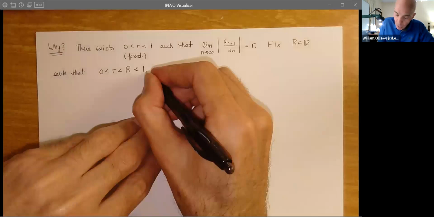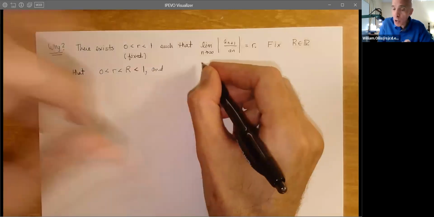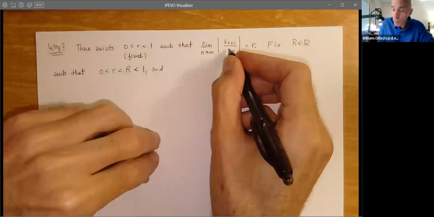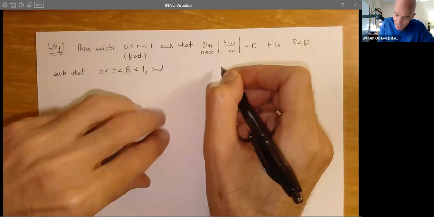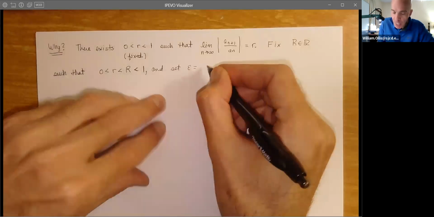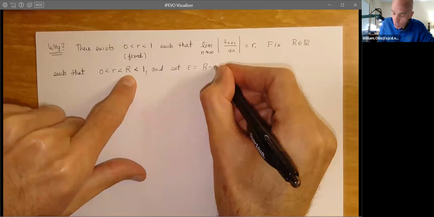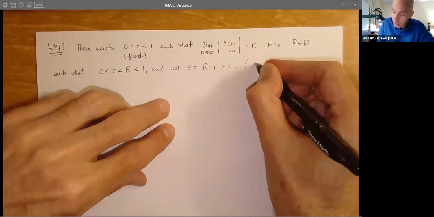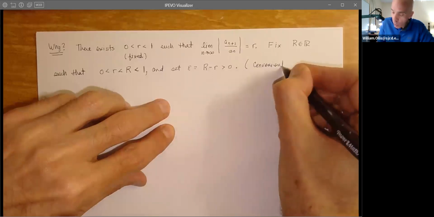And here's what we're going to do. This is going to give us an epsilon, because we need an epsilon to show that we actually can provide some kind of reasoning why this particular infinite series will converge. And we're going to set epsilon equal to the difference between uppercase R and lowercase r, which is clearly positive. So this is convenient for our reasoning.